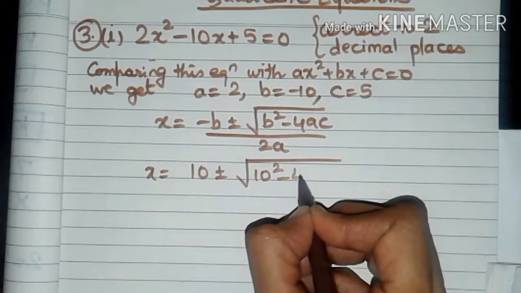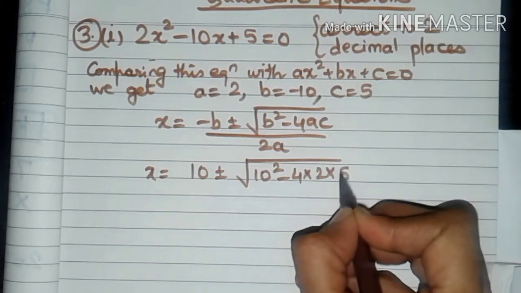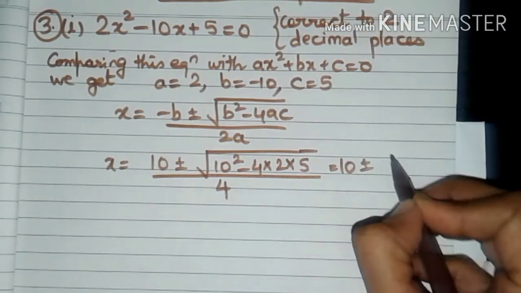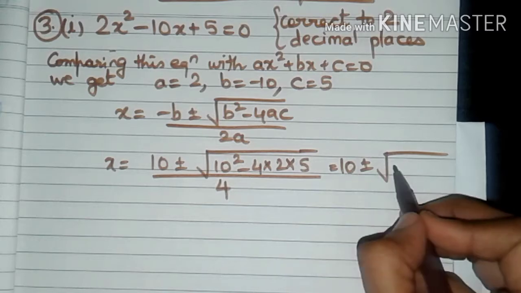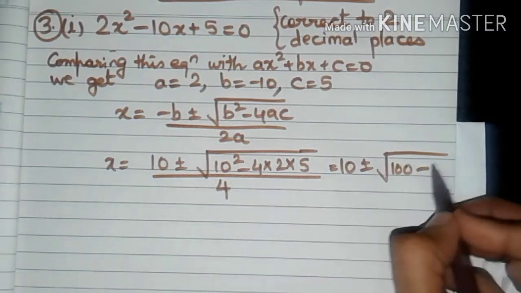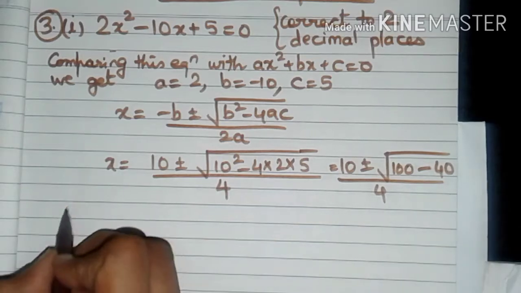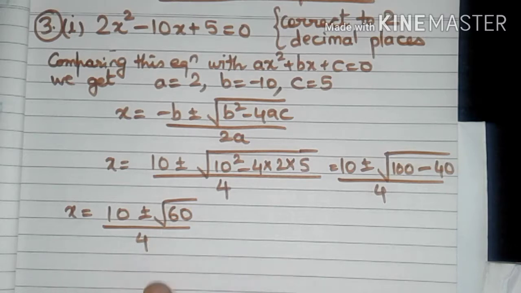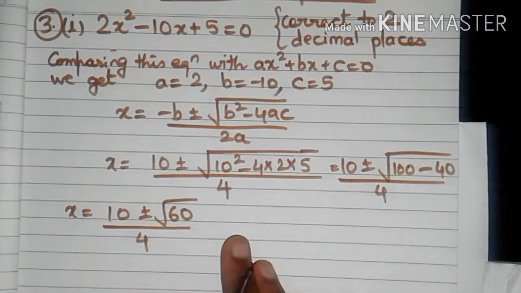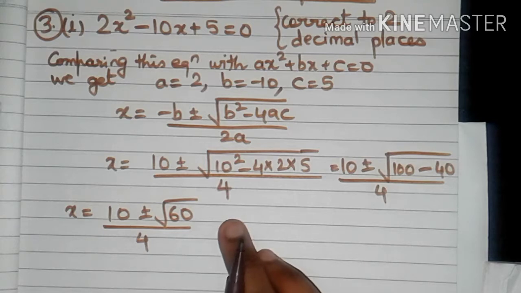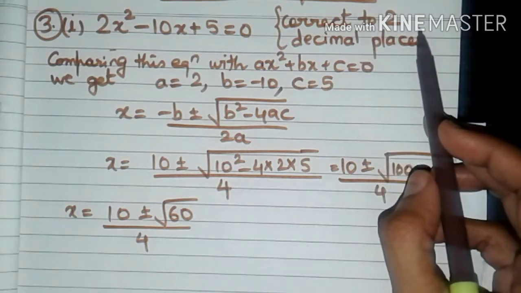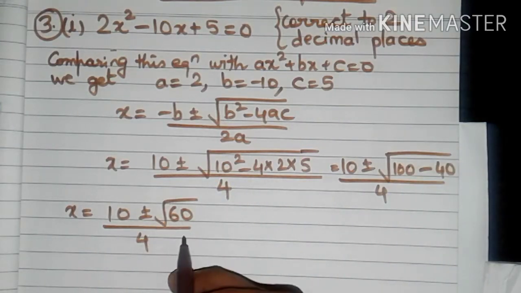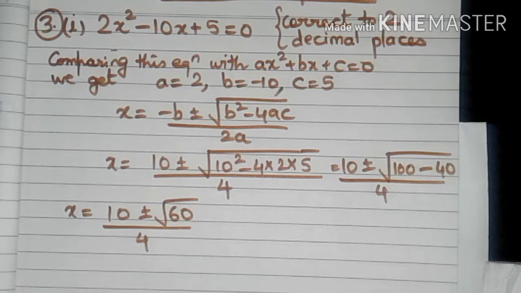This is 10 square minus 4 into 2 into 5, divided by 4. On simplification of the term inside the square root, we'll get 100 minus 40, divided by 4. So we get 10 plus or minus root of 60, divided by 4. As we discussed in the previous video, at this stage we have to take a slightly different approach. Since we have to find the answer correct to 2 decimal places, we should find the actual value of this square root.